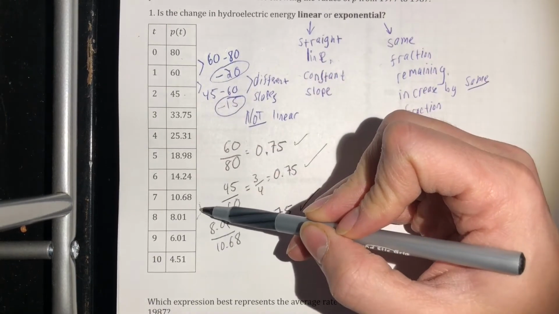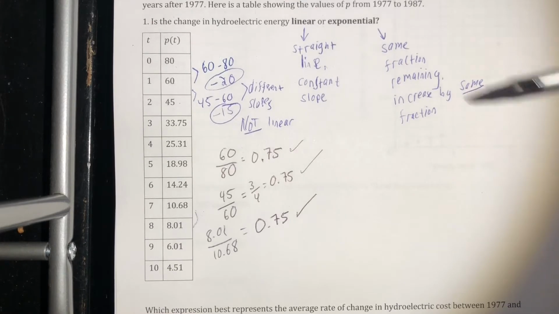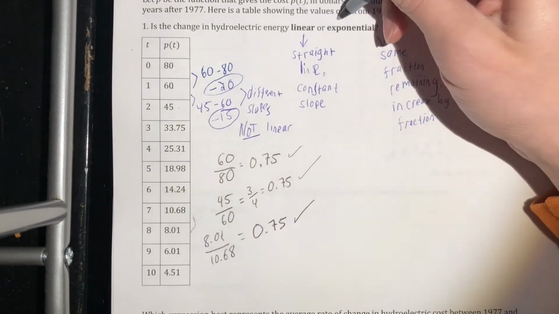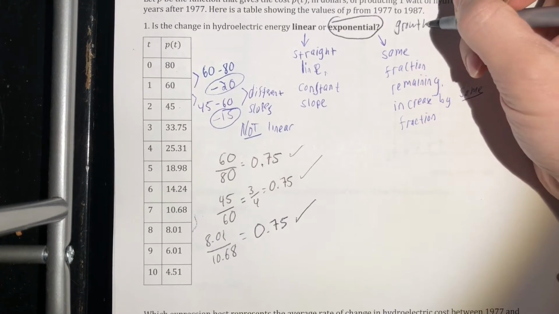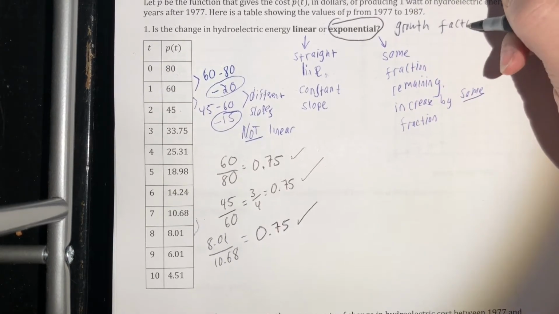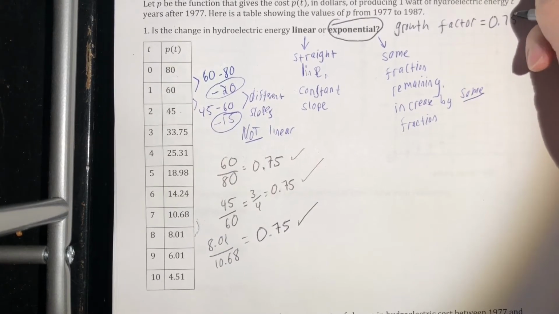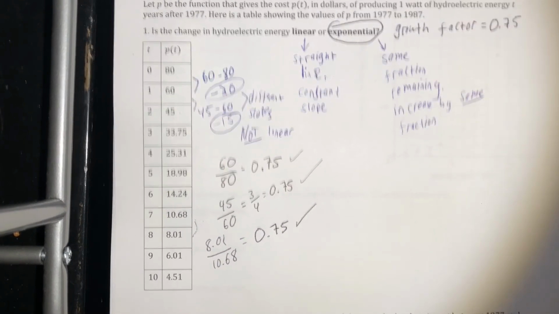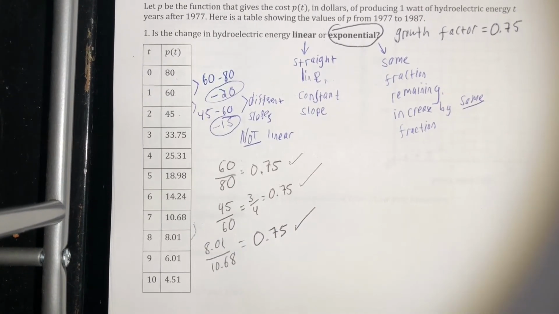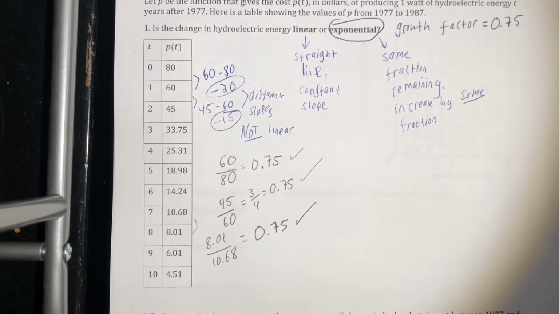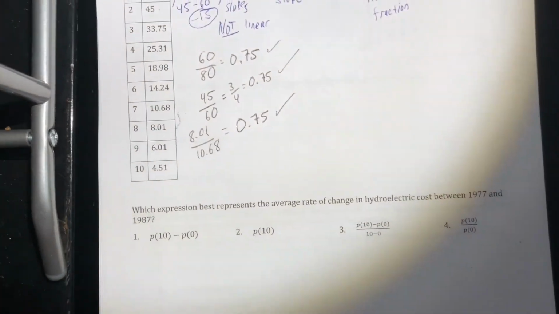All right, so that sort of proves to us that the whole time this function remains changing at an exponential rate. So the change in hydroelectric energy is exponential with a growth factor of, remember the factor is whatever remains, so it's 0.75 because 75% or 3/4 remains every time. All right. So feel free to pause and rewatch that if you need to. We'll move on to the bottom section of our page.